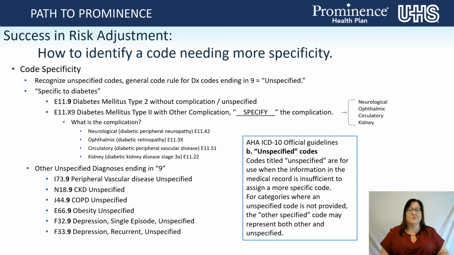That can code to E11.42. Or is it a circulatory complication of diabetic peripheral vascular disease? That can code out to an E11.51. So oftentimes, trying to specify those diagnosis codes ending in 9 allows for diagnosis coding to a higher specificity and could fall into a different risk adjustment category for HCCs. Specific to the American Hospital Association and the official coding guidelines, unspecified codes are codes titled unspecified and are for use when information in the medical record is insufficient to assign a more specific code.